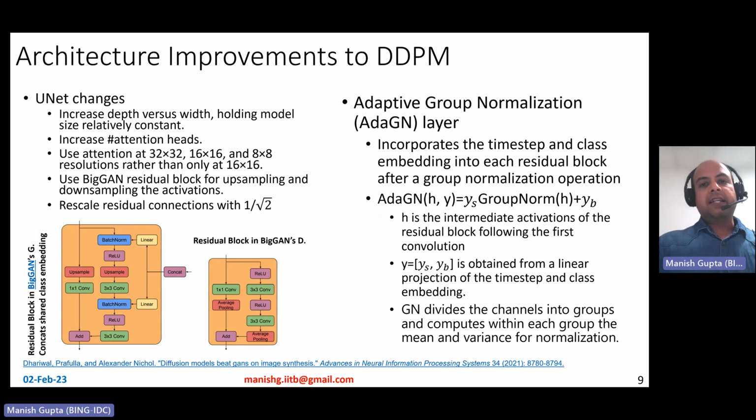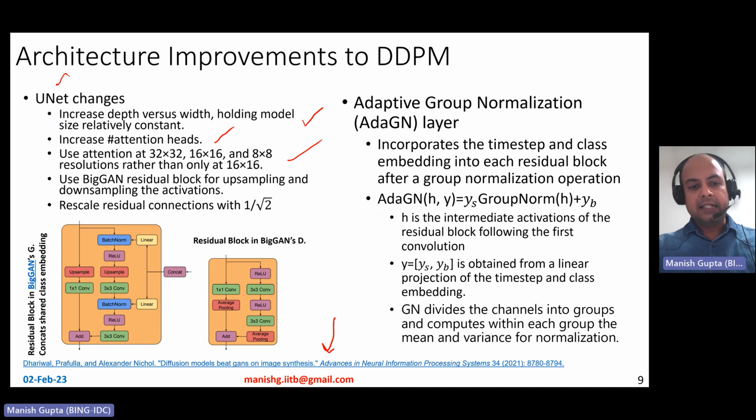The other architectural improvements to the DDPM model were as follows. They still follow the UNet architecture. However, there are several changes. One is you increase depth versus width, holding the model size relatively constant. So you have more depth and less width. You increase the attention heads. A UNet model could also have attention heads, and they increase the number of attention heads. So use attention at 32, 16, and 8 resolutions rather than only 16.